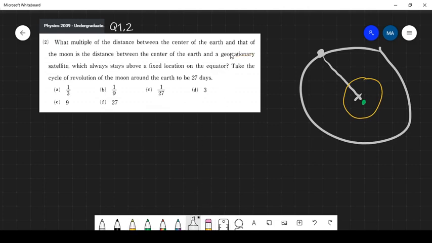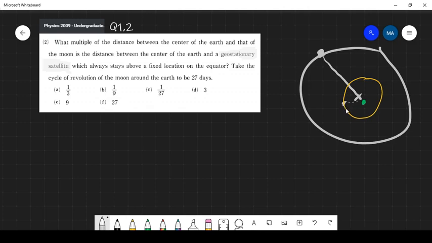So, a geostationary satellite, what is the period of a geostationary satellite? The question wanted you to know this. A geostationary satellite has a period of 1 day. So, for those who don't know, what is a geostationary satellite? It keeps pointing to the same point, so the earth is rotating around itself, right?